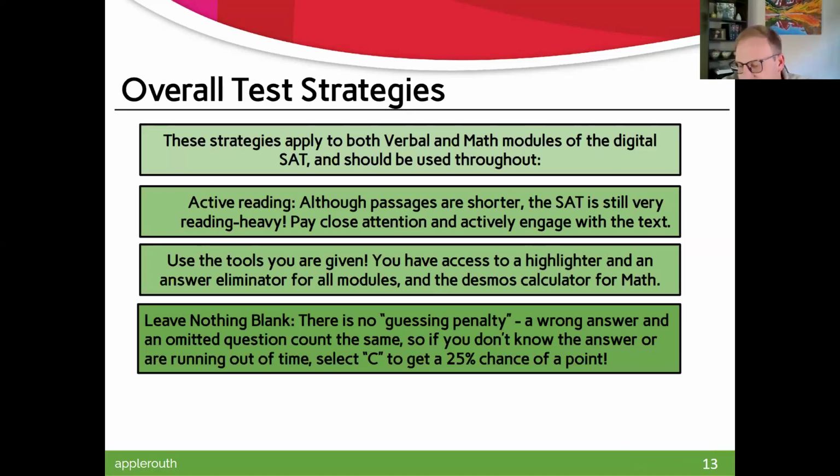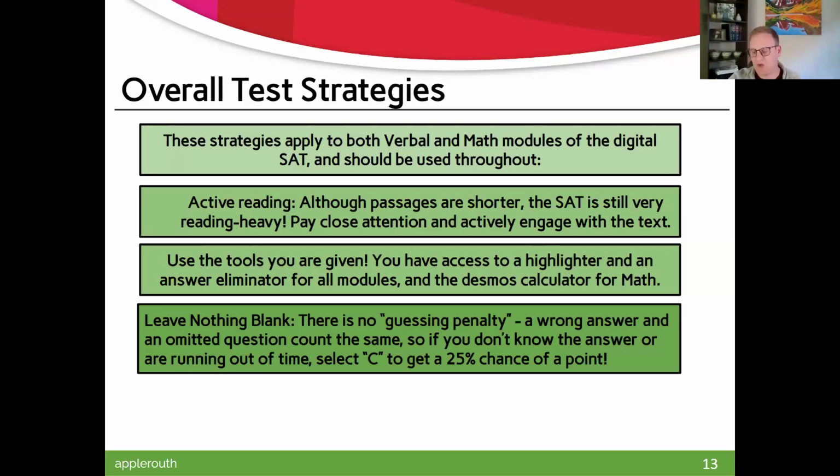This is an older slide, but it still applies. These strategies apply for both verbal and math. The first thing is to actively read, which used to mean pen and pencil in hand always: marking up the test booklet, underlining and circling and starring and taking notes. You still get scratch paper, so I think that can be useful, especially on math. There are also some tools we'll look at where you can highlight and look at transition words, so you're paying close attention and actively engaging with the text.